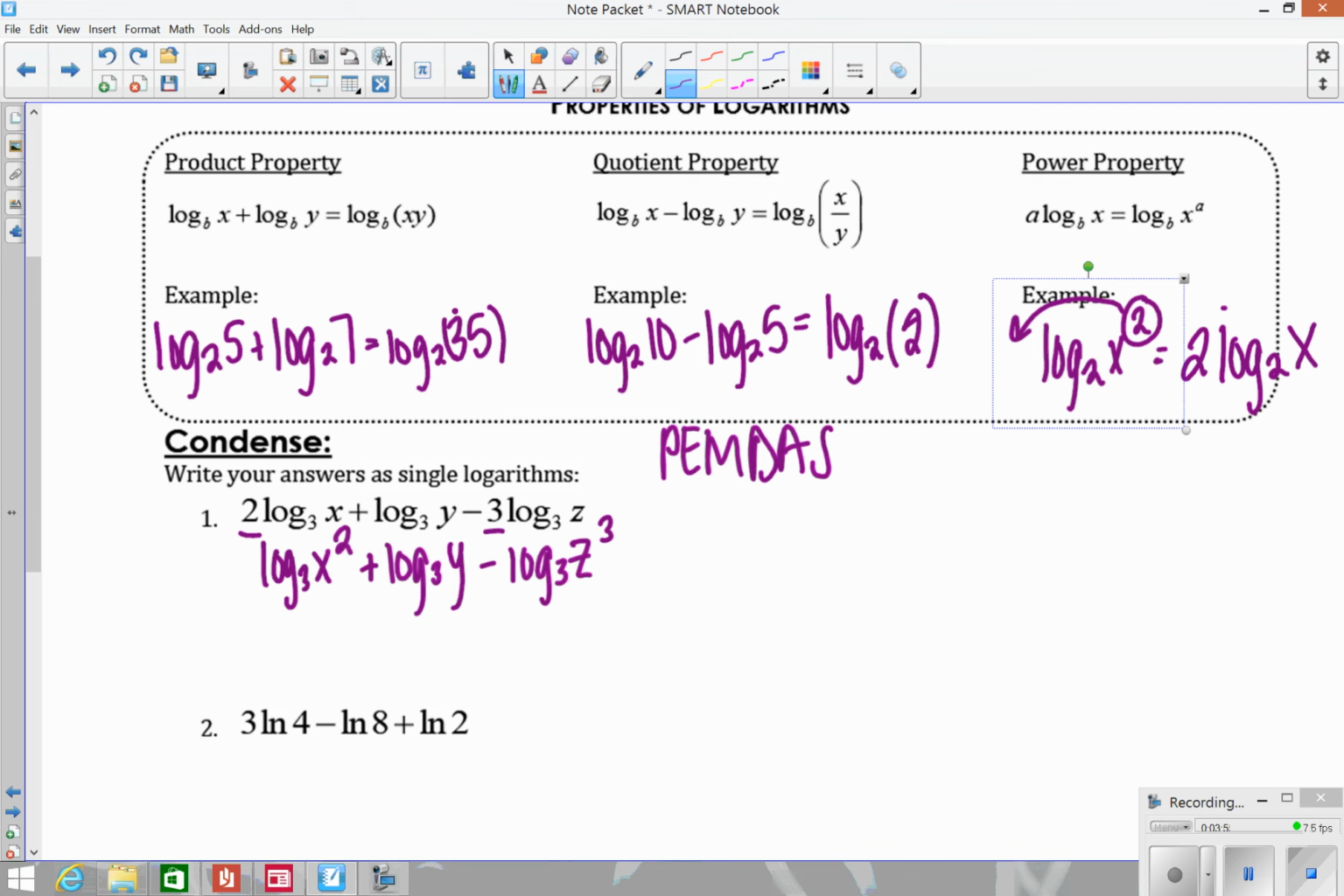Because they're on the same level, we start left to right and group things in that order. The first thing I'm going to do is combine these because they have the same base. So I can make this log base 3 of x squared times y, and then I can just carry along this. Now I have subtraction between these, so this ends up becoming log base 3 of this whole thing divided by this.